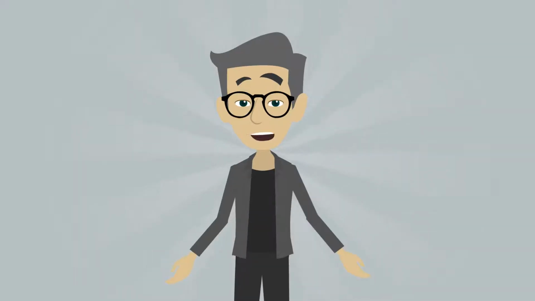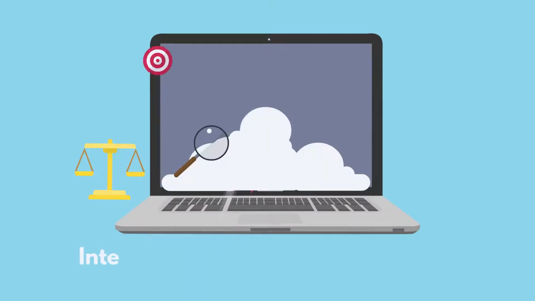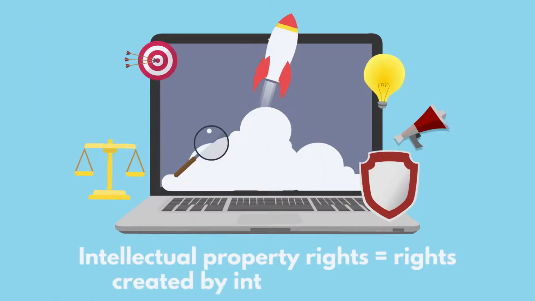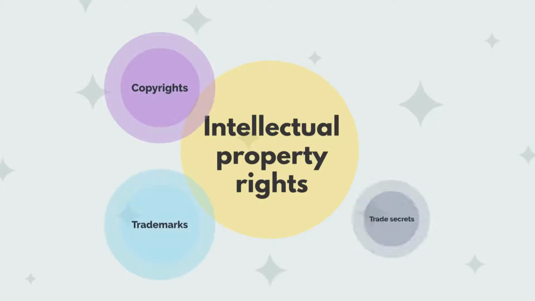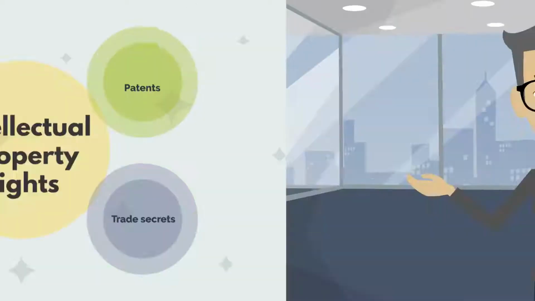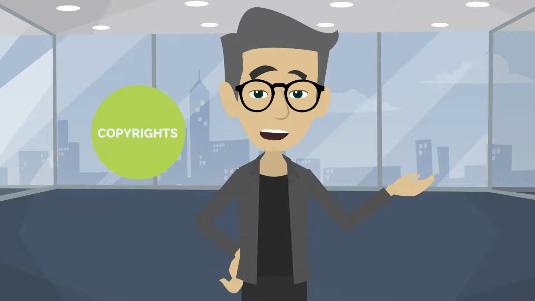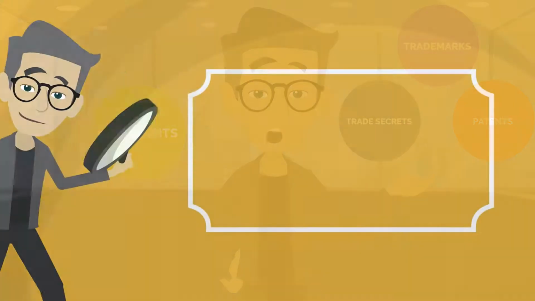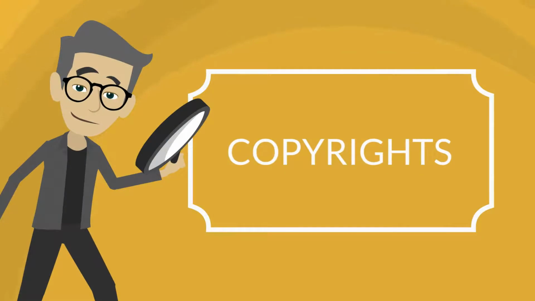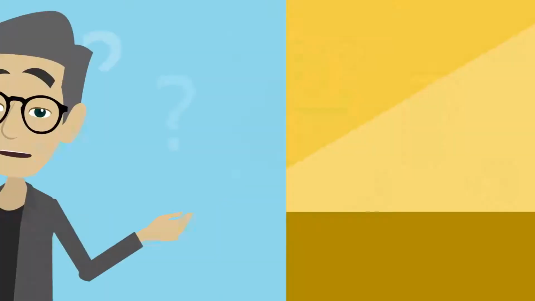Let's get into it. So what are intellectual property rights? As the name suggests, intellectual property rights are those that are created by intellects, minds. They include copyrights, trademarks, trade secrets, and patents. In this video, we will cover copyrights, and in subsequent videos, we will in turn cover trademarks, trade secrets, and patents. Before we turn our attention to copyrights, let's briefly talk about why intellectual property rights are important.